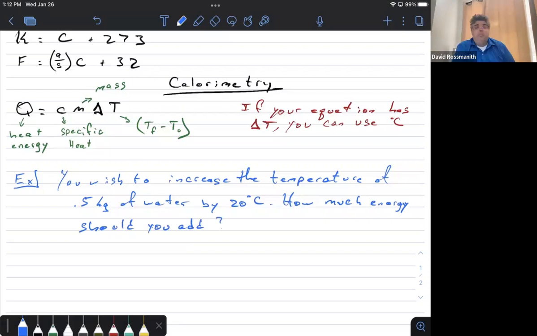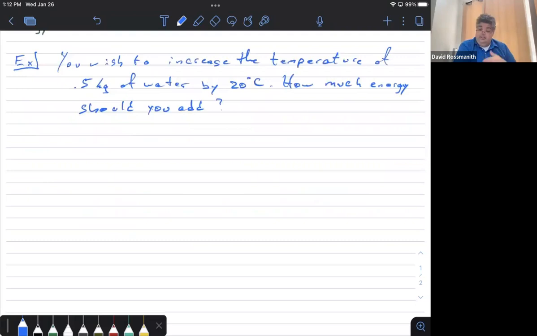Okay. So there's a basic question. We have some material, water, a certain amount of it, 0.5 kilogram. And we want to change its temperature by a certain amount, 20 degrees Celsius. What am I looking for? The energy. How much energy is required? Well, I know that in order to do this, I'm going to use the equation Q equals Cm delta T. I'm looking for Q. How much energy should I add? I'm given what type of material, so that tells me about the specific heat, the mass, how much of it, and the change in temperature. How much do I want to change its temperature?